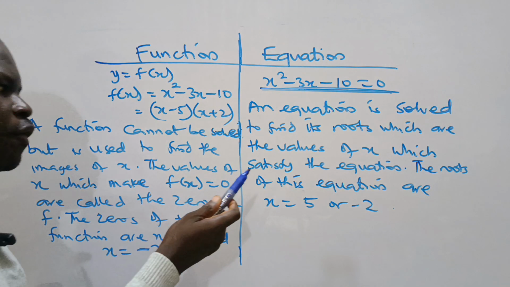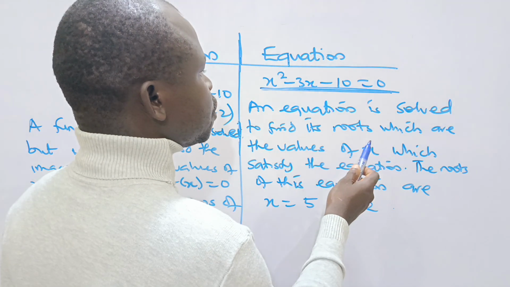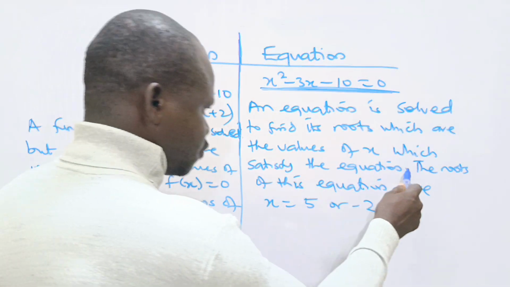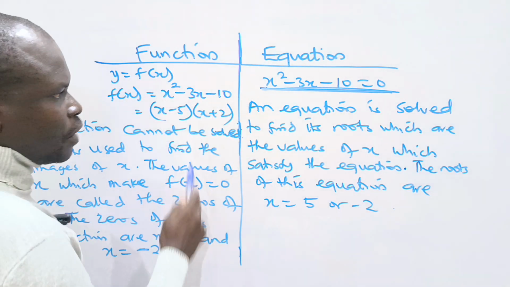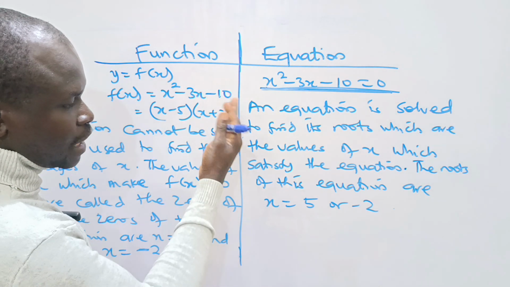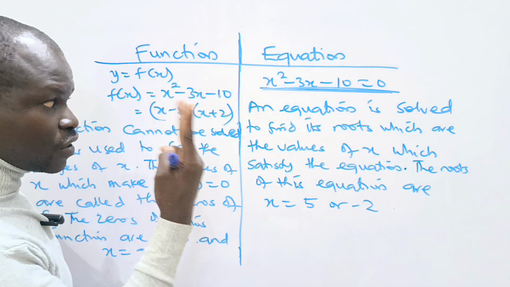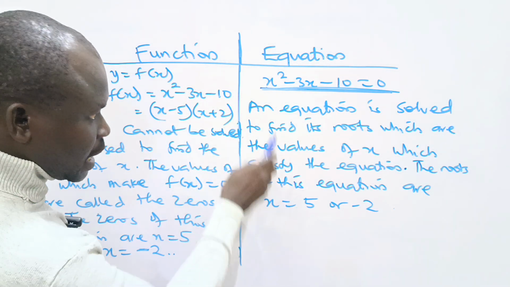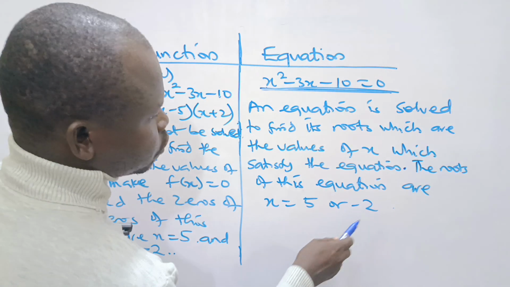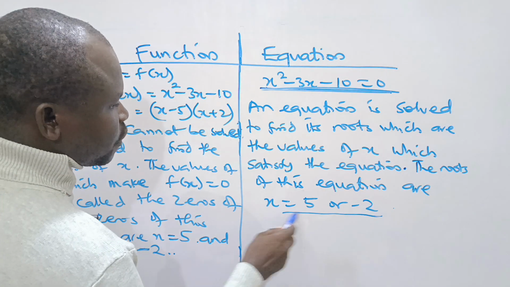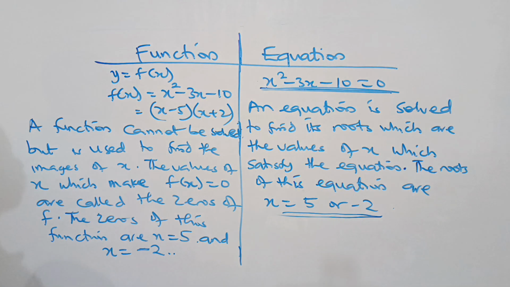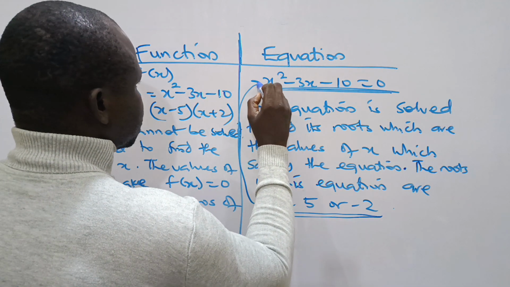An equation is solved to find its roots, which are the values of x which satisfy the equation. So in this case, if we factorize or use whatever method of solving quadratic equation that we have, we are going to get two values for x: x equal to 5 or x equal to minus 2. These two values of x represent the roots of this equation.